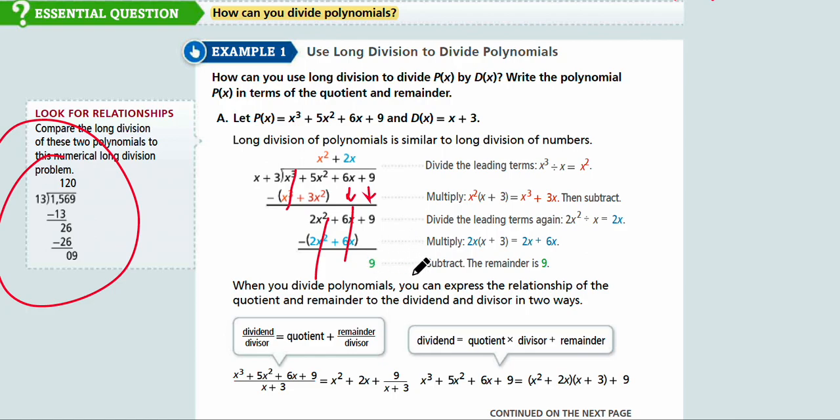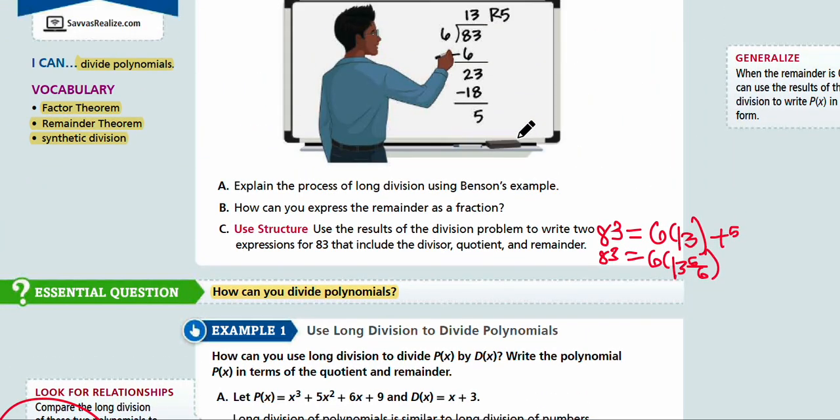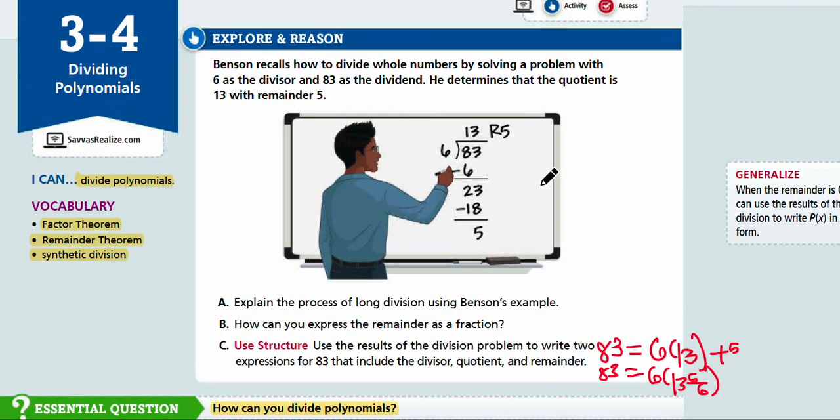So what if you have a remainder? How would you write it as an answer? This is something that we already looked at in our introductory lesson problem, explore and reason, right? Part C. If you divide the numbers using long division and you have a remainder, you can write it as 6 times 13, so whatever your divisor is, times whatever you got for the quotient, plus the remainder.